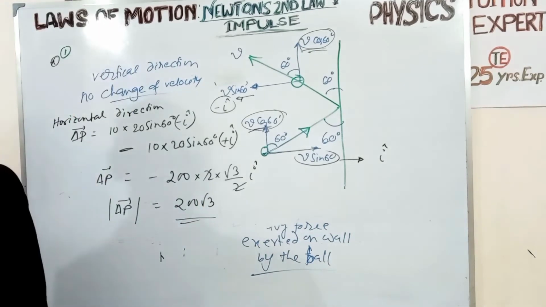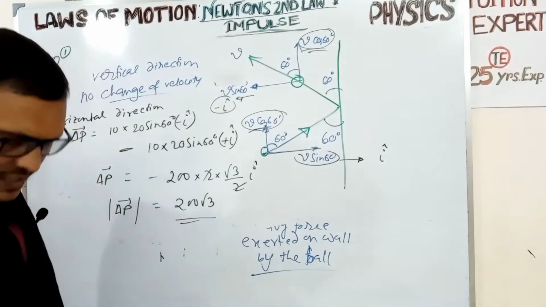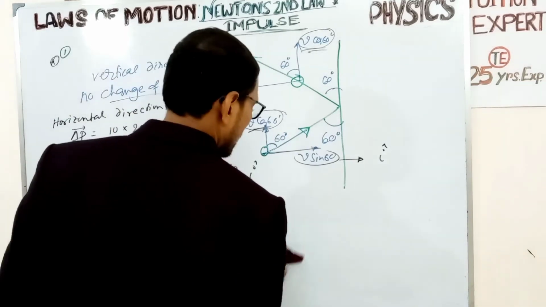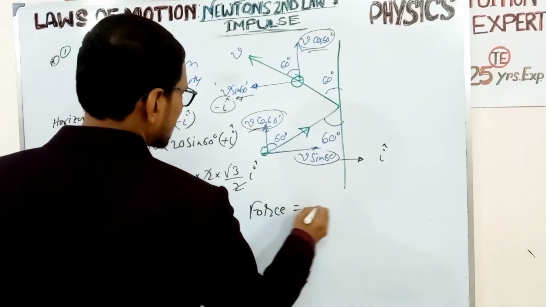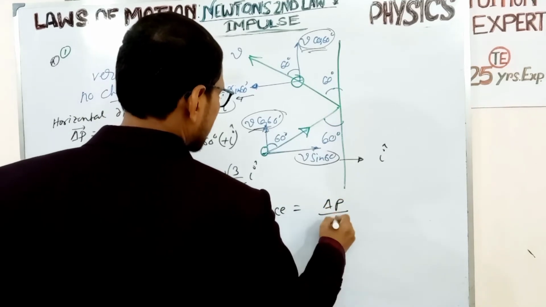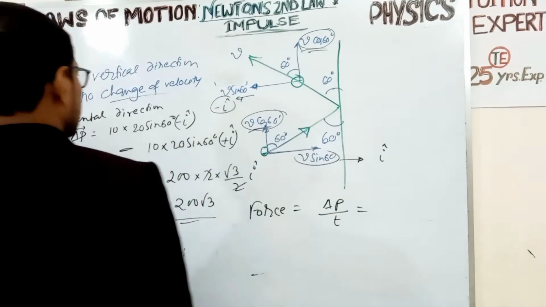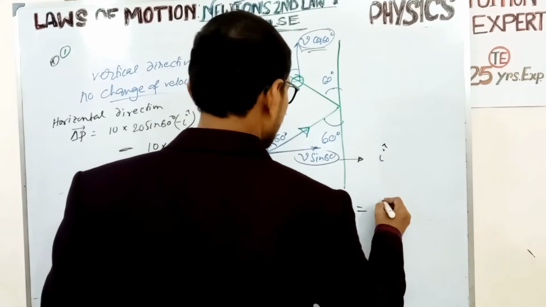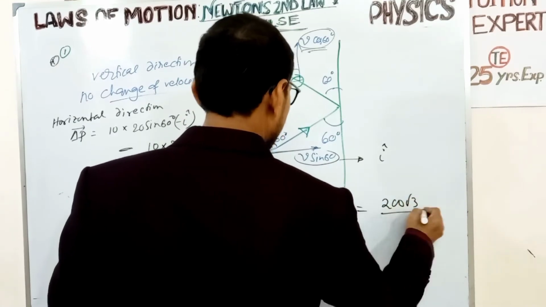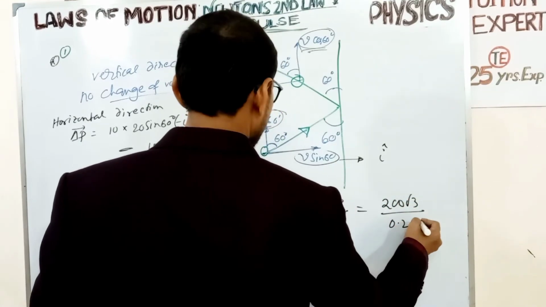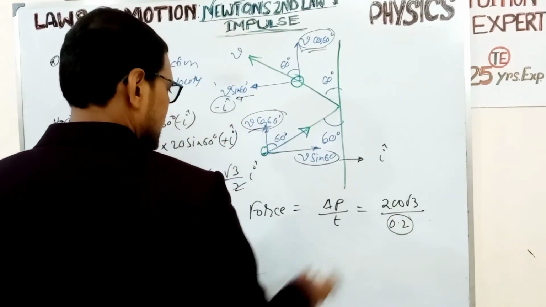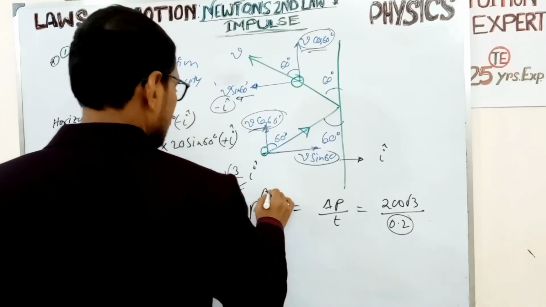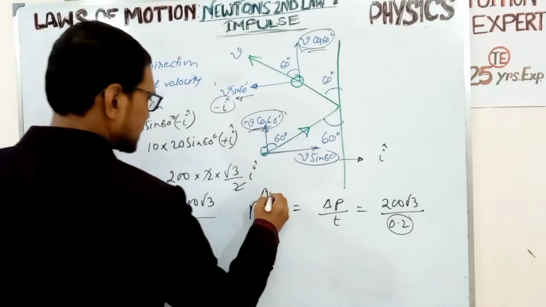Change of momentum. Now what is the average force exerted on the wall? We know force equals change of momentum by time. Change of momentum equals 200 root 3 and the time is 0.2 second. So just divide by the time, and you get the average force acting on it.